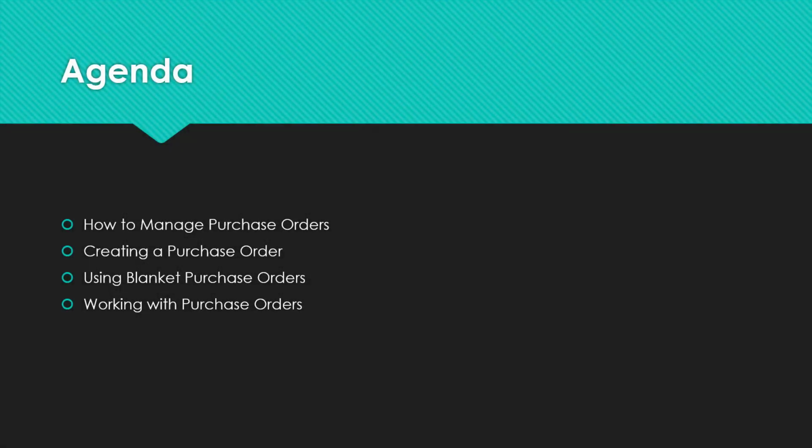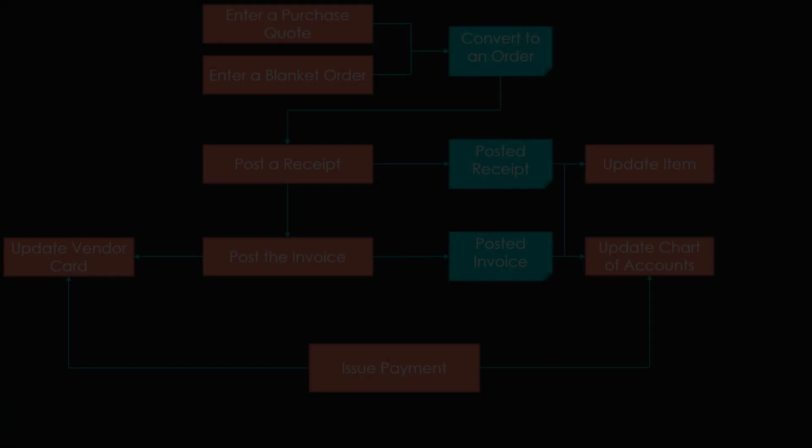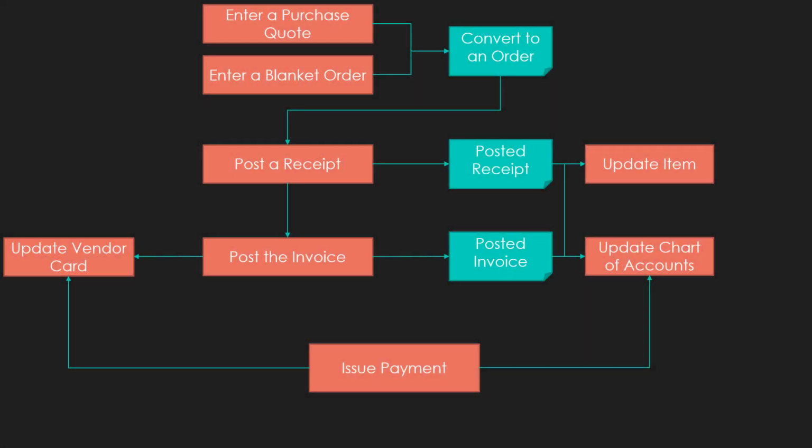So today's agenda is how to manage purchase orders, creating a purchase order, using blanket purchase orders, and working with purchase orders. Now the purchase order allows you to create and view purchase orders. The process also represents an agreement with the vendor to purchase certain items for a certain price and delivery on a specific date. Now, you will notice that this diagram shows a number of similarities with the process of sales order management, which we discussed in one of our previous videos.